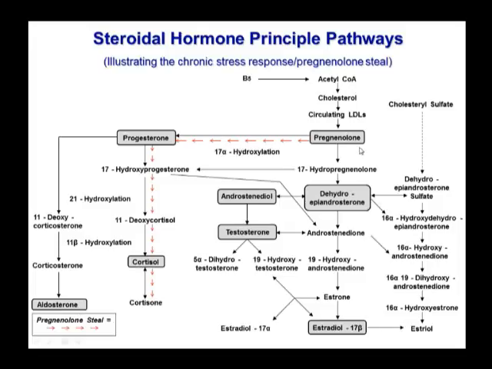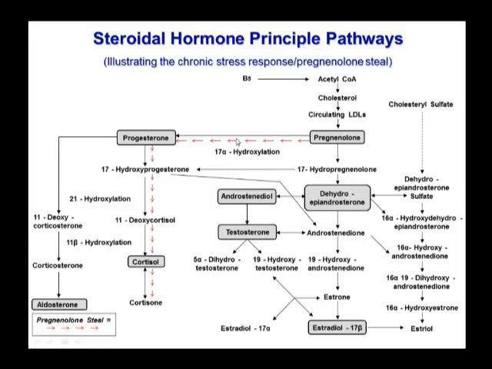So in a perfect world, all of these different pathways should be getting their exact percentage of hormonal precursors to keep everything in balance. The problem is when we are under chronic stress, the preferential pathway is to cortisol. Okay, and this is what this red arrow indicates.